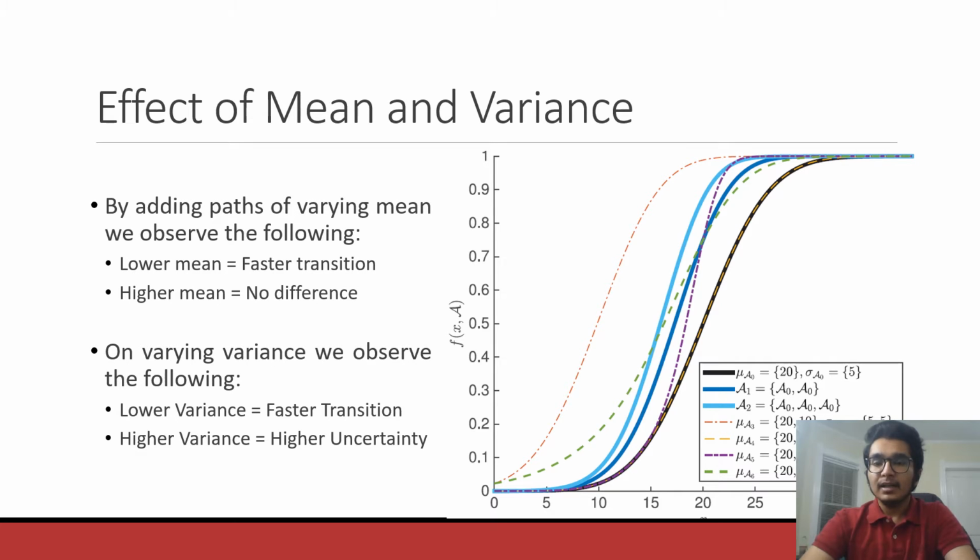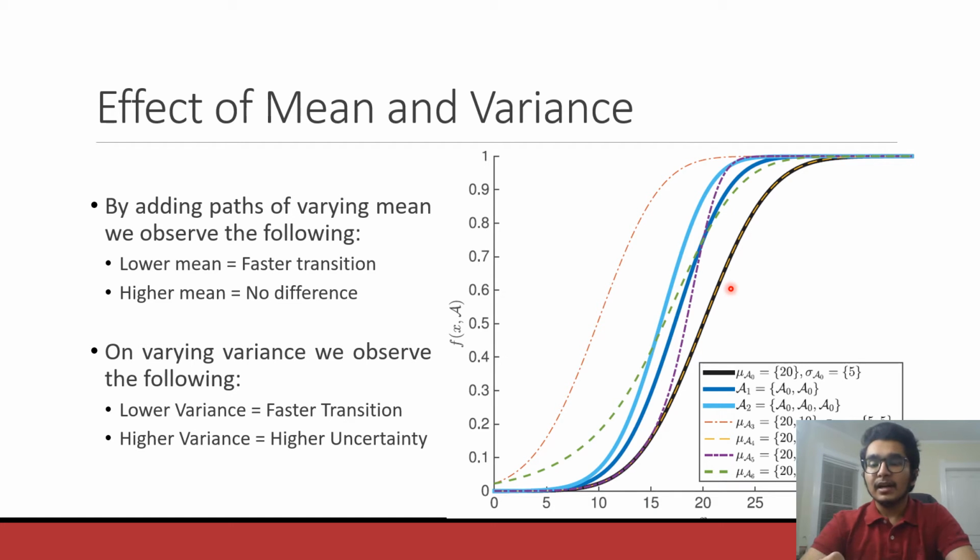Now, after we have seen the path set size, let's look at the effect of the mean, by adding paths with lower means and higher means. The first one, the one with the orange color, is where we reduce the mean, and we observe that the transition is much faster to reach one. And in the case of the higher mean, the yellow line, it's just overlapping with this, so there is no effect to it.